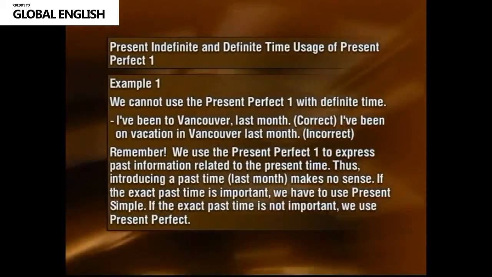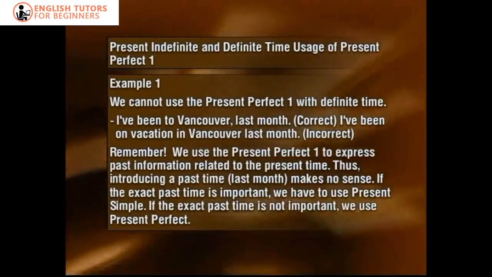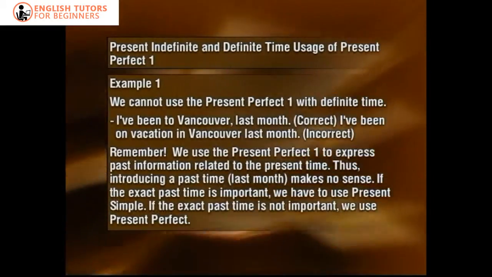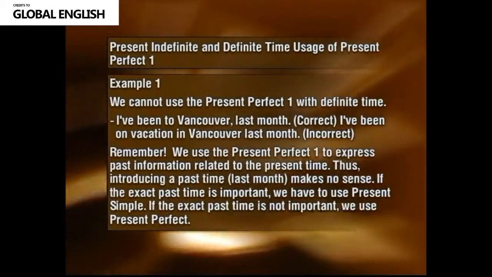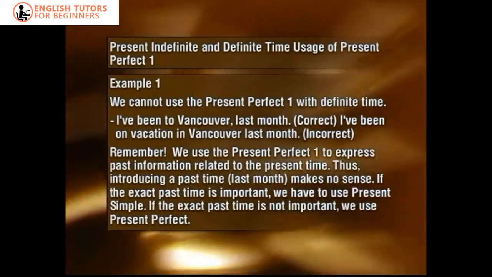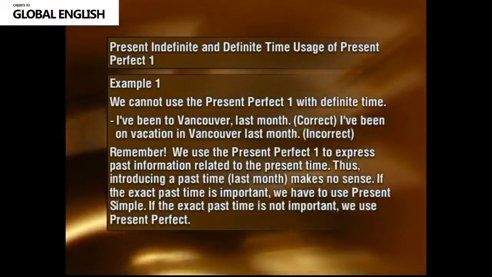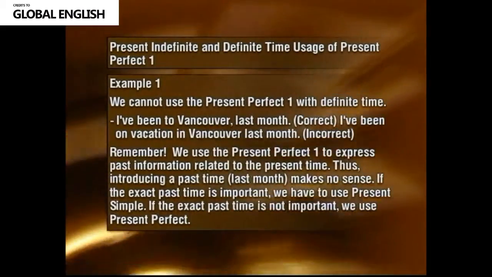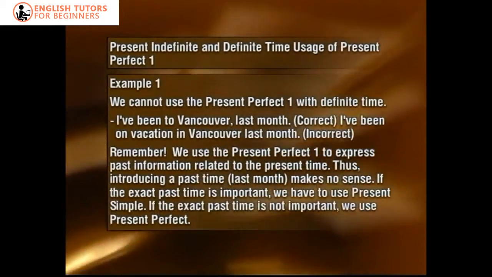Present indefinite and definite time usage of present perfect one. Example 1. We cannot use the present perfect one with definite time. I've been to Vancouver last month. Correct. I've been on vacation in Vancouver last month. Incorrect. Remember, we use the present perfect one to express past information related to the present time. Thus, introducing a past time, last month, makes no sense. If the exact past time is important, we have to use present simple. If the exact past time is not important, we use present perfect.